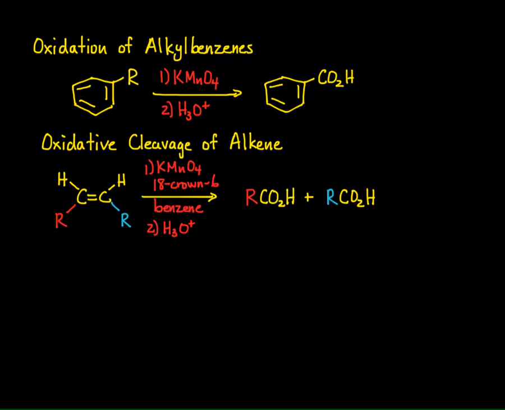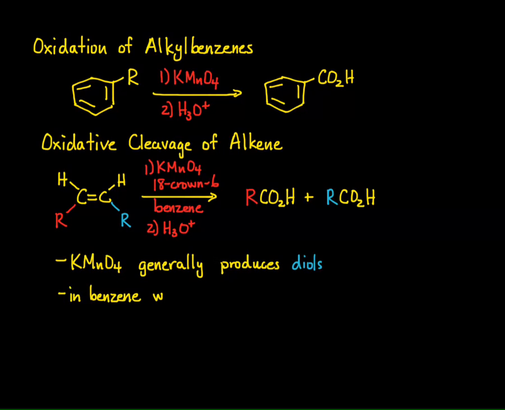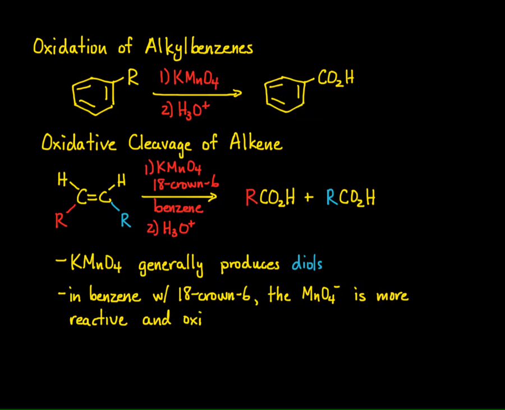Now, you should be going, wait a second, haven't I seen something like this before? And you certainly have. In the first semester, we saw that potassium permanganate will oxidize alkenes, but generally they produce diols. However, when I dissolve everything in benzene with 18-crown-6, the permanganate ion is actually more reactive, and it further oxidizes that carbon-carbon pi bond to produce carboxylic acid.